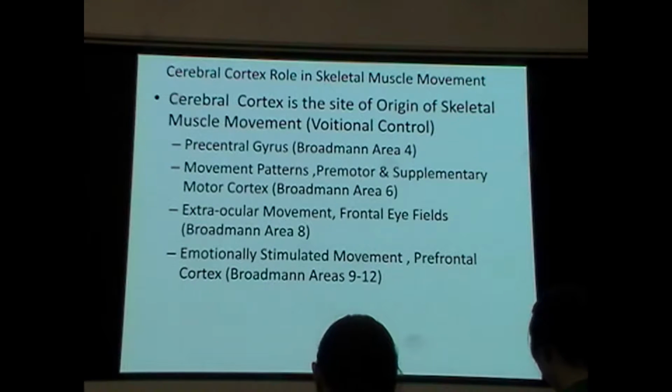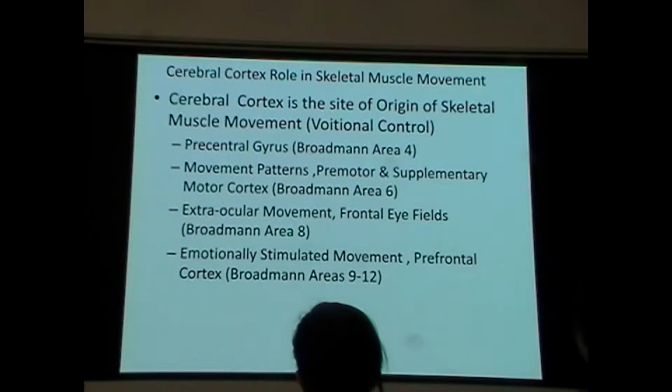So the cerebral cortex is a site of origin of skeletal muscle movement, volitional control of skeletal muscle movement. What we want to do in relationship to movement, we think about in regards to our highest motor center, and this is what we refer to as the precentral gyrus. If you remember, in the cerebral cortex there are these folds called gyri, and there are grooves or spaces between them called sulci.